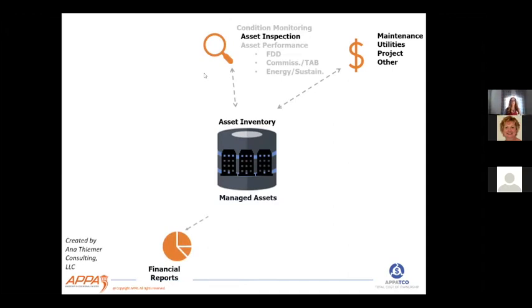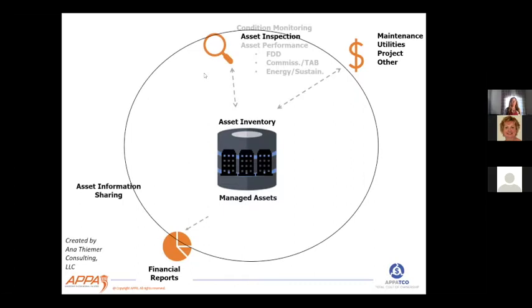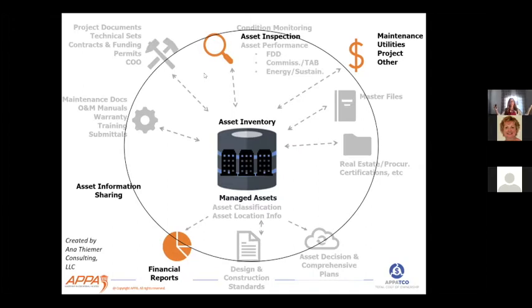And then the financial reports. So adding in all of our other elements, including asset information sharing. You have to share the information to do the bare bones minimum. And now adding in the rest of what we talked about yesterday, those are all the other elements that could be included to make better decisions. So obviously, the more information, the more data you have, the better.